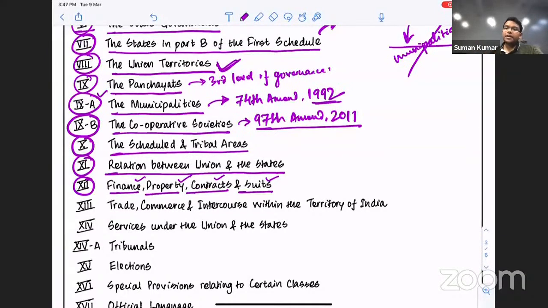After part 12, it makes sense that part 13 is trade, that is trade, commerce, and intercourse within the territory of India. You talked about money in part 12. You talked about finance, property, contracts, and suits. But trade, you didn't talk about. And trade needs to have a separate part, which is part 13. Trade, commerce, and intercourse within the territory of India. Having said this much, then part 14.